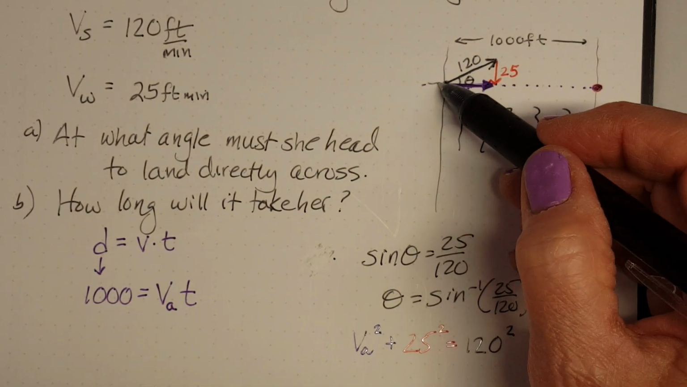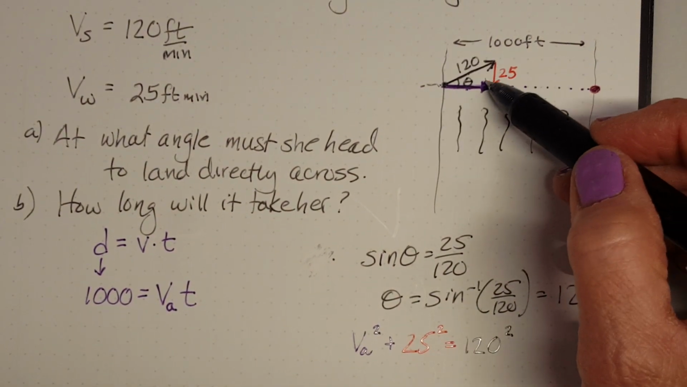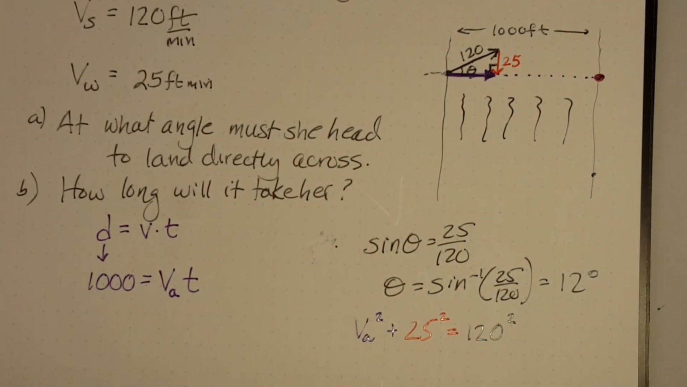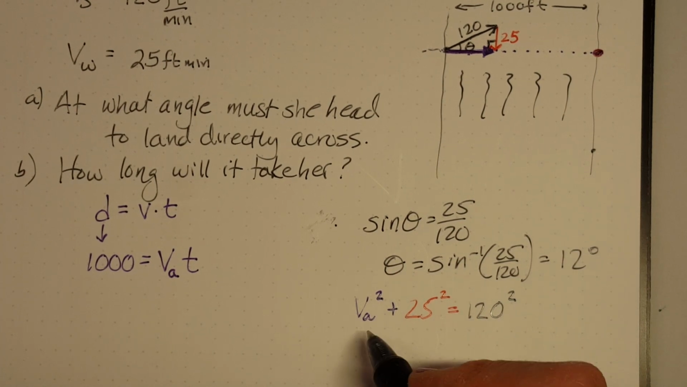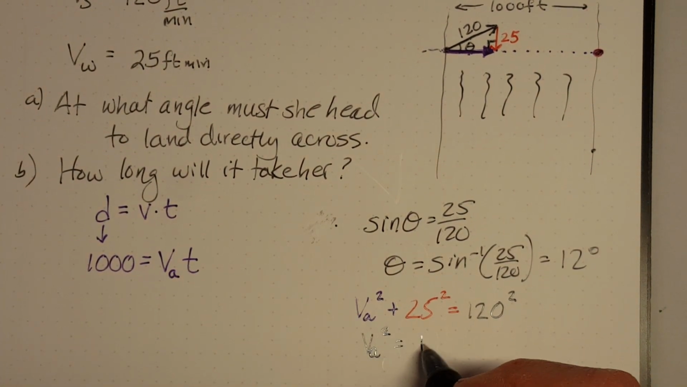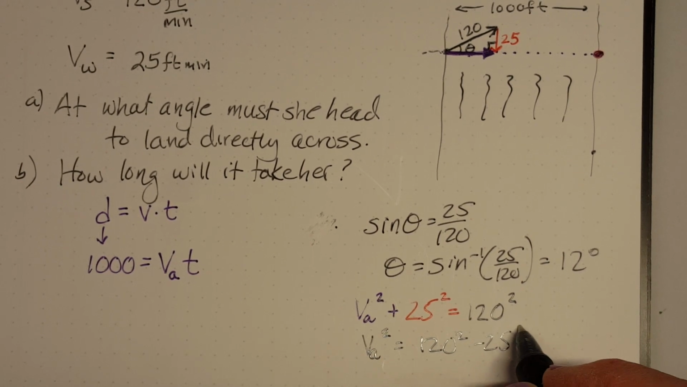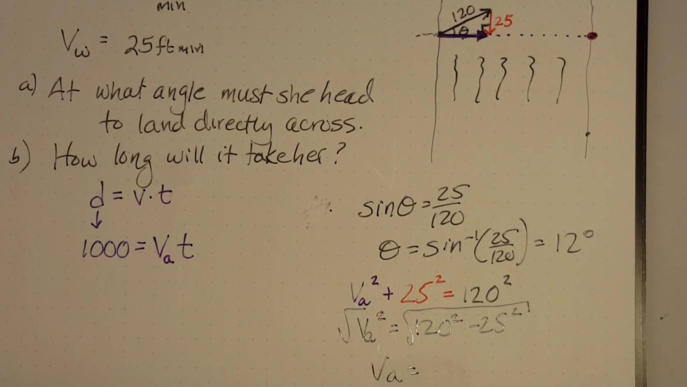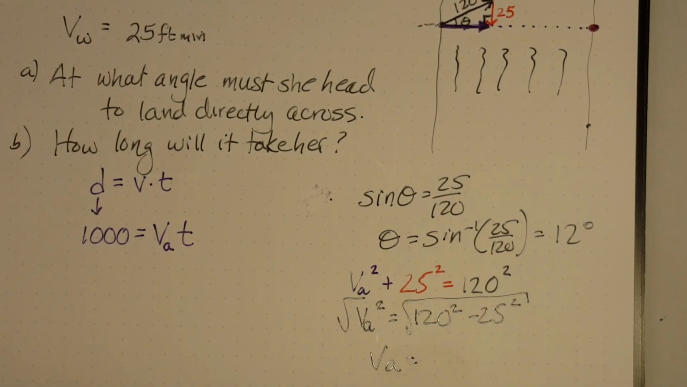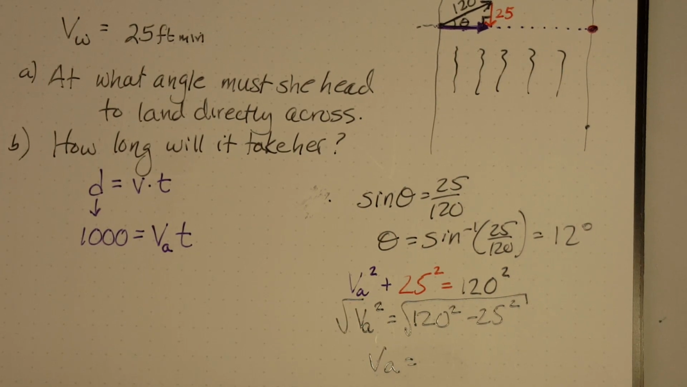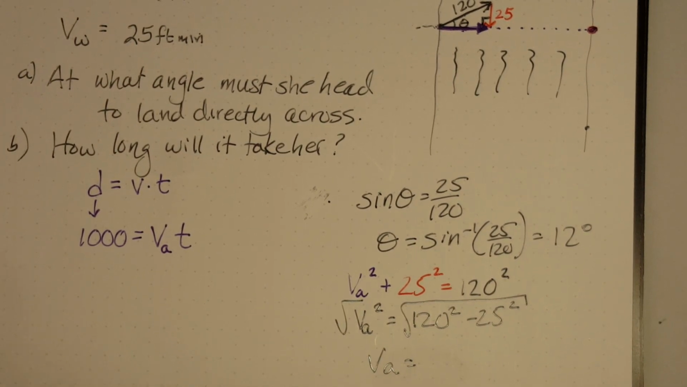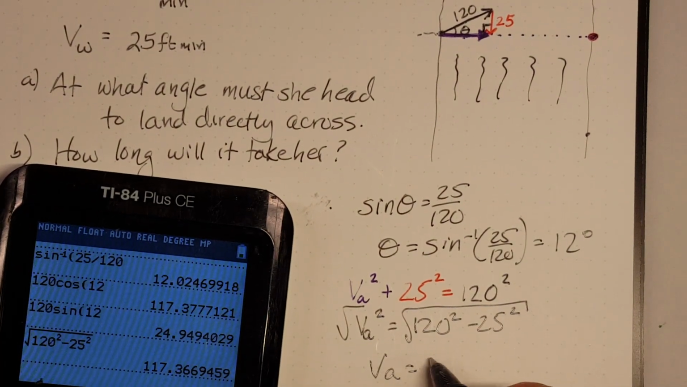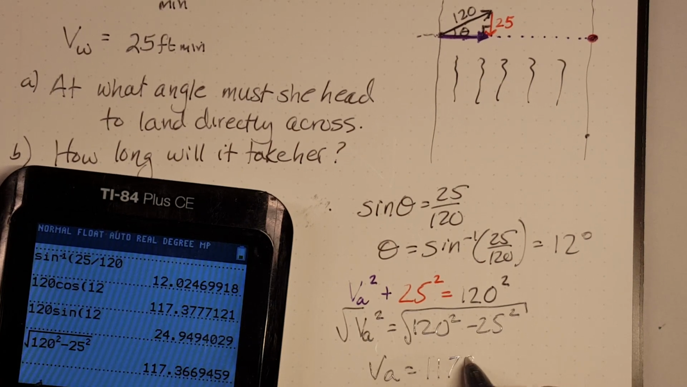And the reason that this works is because the across and the downstream are perpendicular to each other. So it doesn't always come out this way, but on crossing a river, the across and the downstream are perpendicular. And so the V across is going to equal 120 squared minus 25 squared, and then square root both sides. So we get that the velocity taking her directly across the river is going to equal the square root of 120 squared minus 25 squared. And so her across the river velocity is 117 feet per minute.